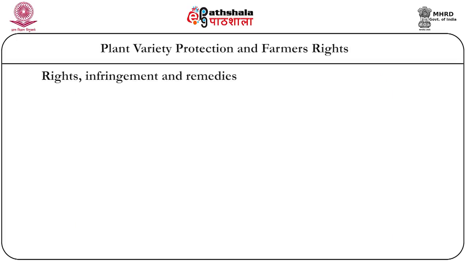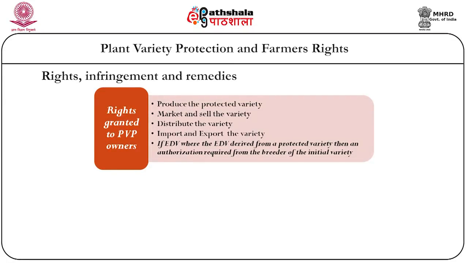There are certain rights, there are questions relating to how to determine infringement, and there are remedies available under the Act. The rights granted under the Act are the exclusive right to produce the protected variety, the exclusive right to market and sell the variety, the exclusive right to distribute the variety, and the exclusive right to import and export the variety. Now, in the case of essentially derived varieties, where the variety is essentially derived from a protected variety, authorization is required from the breeder of the initial variety. So, hence the right is subject to the authorization from the breeder of the initial variety.